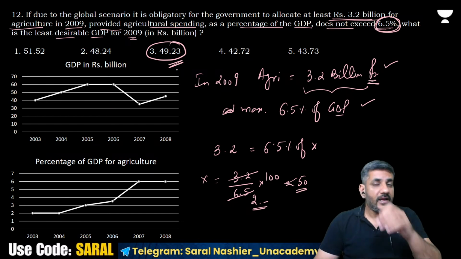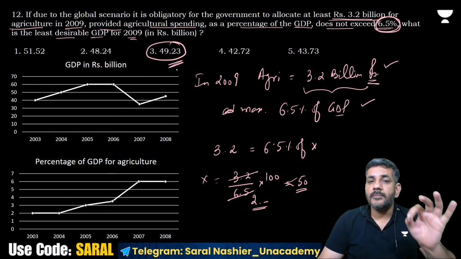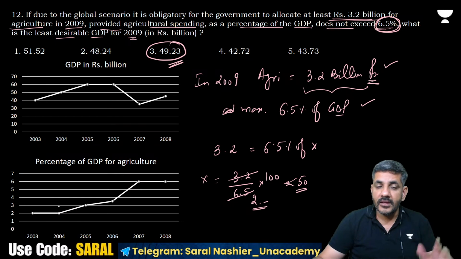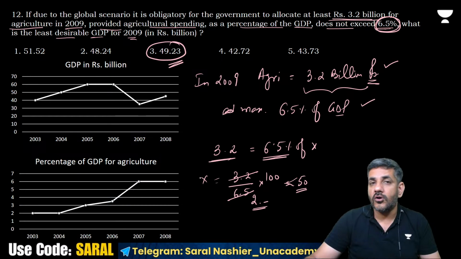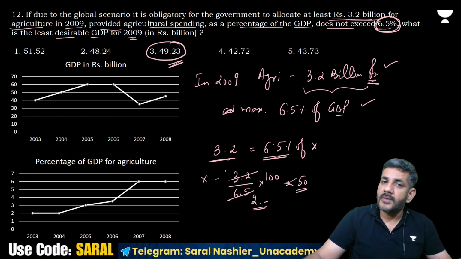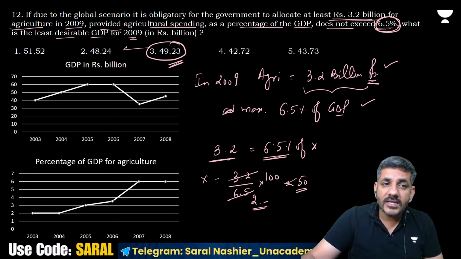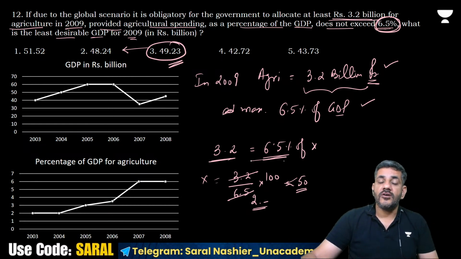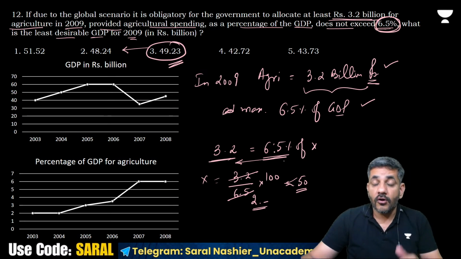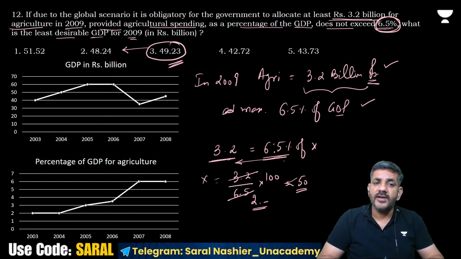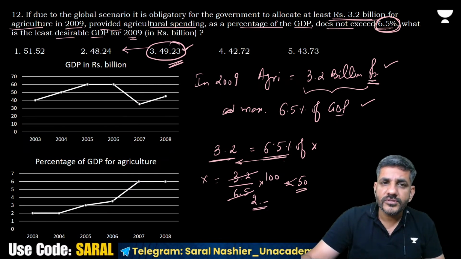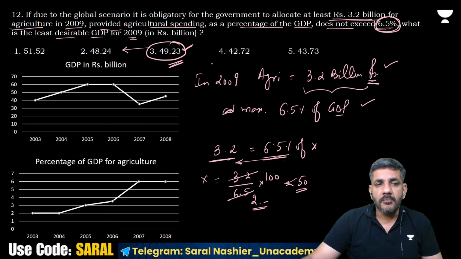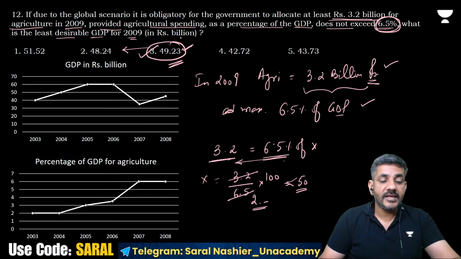That means if I have 49.23 billion rupees as GDP, 6.5% of that will be exactly 3.2 billion, and then this condition would be met. If I have GDP lower than that, 6.5% of that would not be equal to that. And if I take a percentage less than 6.5, it would go further down, and I can't take a percentage above 6.5. So ultimately, this is the minimum possible GDP. By that logic, option 3 is the right answer.